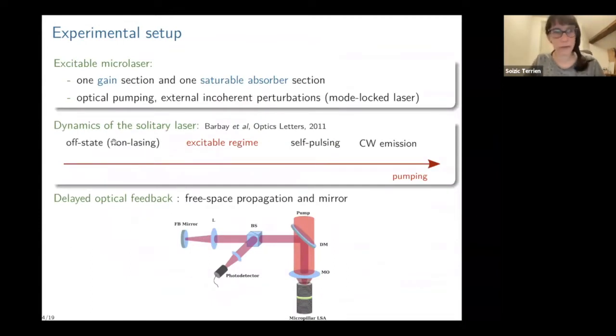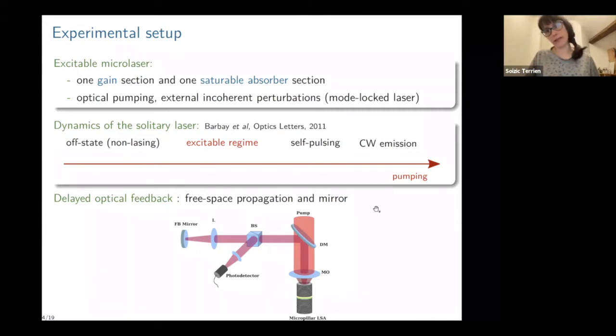So the experimental setup corresponding to this system is an excitable microlaser with one gain section and one saturable absorber section. And it's optically pumped, which means that we provide energy through another external laser. And we can provide small perturbations in the form of pulses provided again by another external laser. So the dynamics of the laser itself without feedback has been quite extensively studied experimentally.